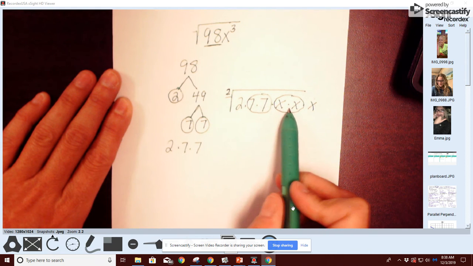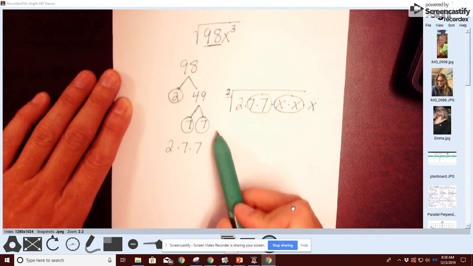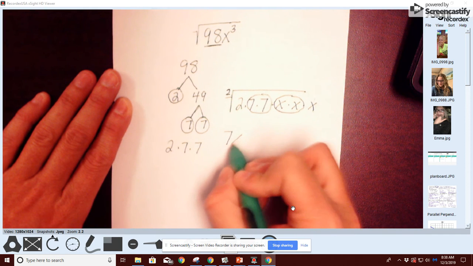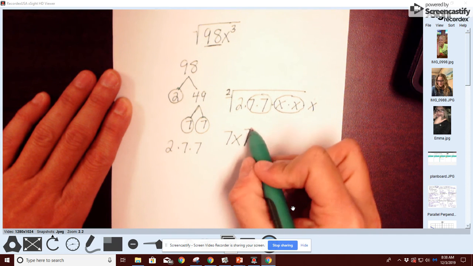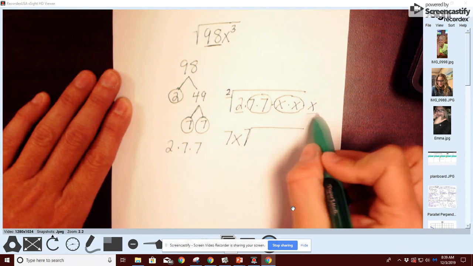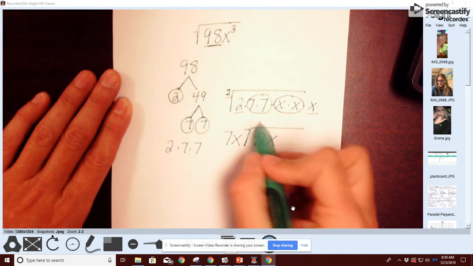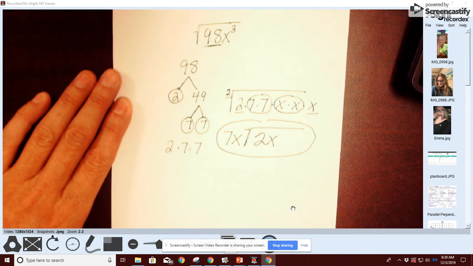For every pair I've circled, I'm going to bring one of those things outside. So 7 and x, and I multiply them together, so 7x. And then the 2 and the x stay under the radical, so that would be 2x. So 7x square root of 2x is my answer.